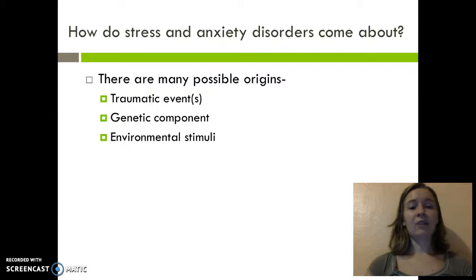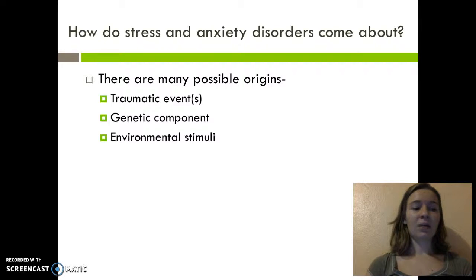So you may wonder how stress and anxiety disorders come about, and there are three possible origins. The first is a traumatic event, so it could include something such as a car accident, a death, experiencing a serious illness. You could experience mental, physical, or sexual abuse, environmental disasters. So all these things are huge events that really just impact your normal daily living.